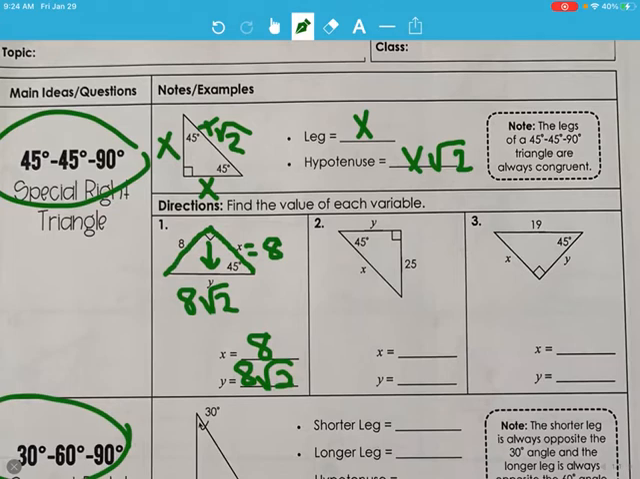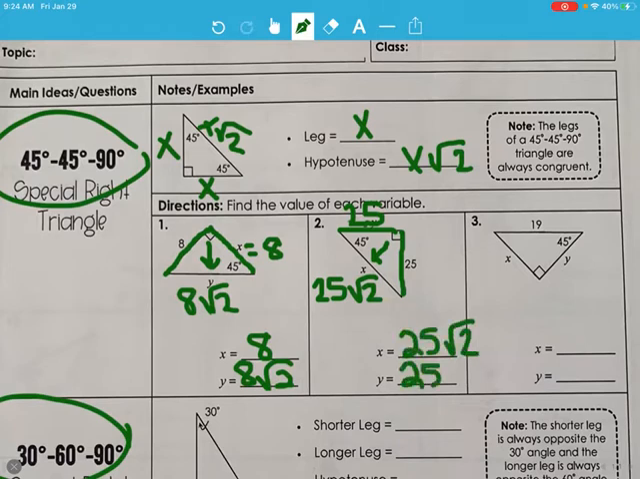Number 2, I look at my legs. This leg is 25, which means this leg is 25. Look across the 90. That is whatever the leg is, square root of 2. Oh, I'm writing them backwards. X is 25 root 2, and Y in this case is 25.